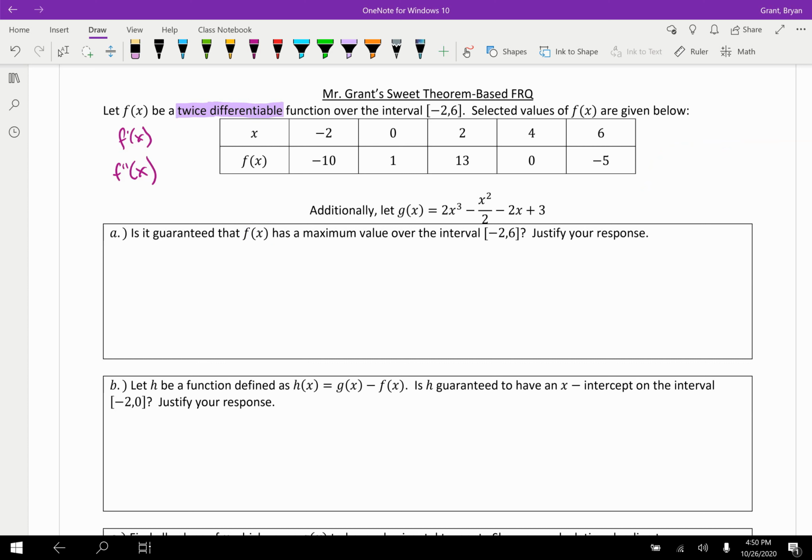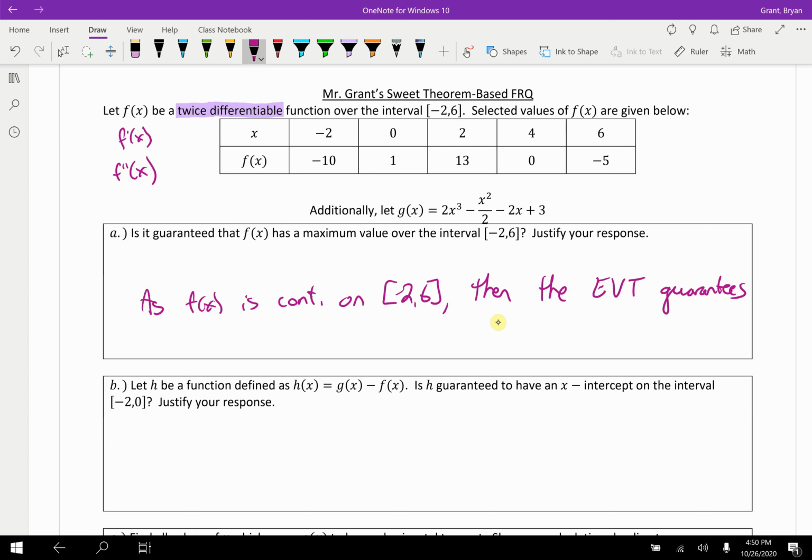And so if you just put this as f of x is continuous on -2 to 6, then the extreme value theorem guarantees f of x must have a max value on the interval. You would not get full points.